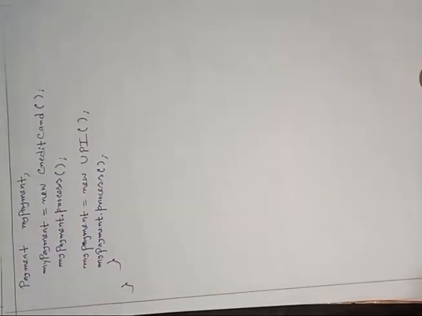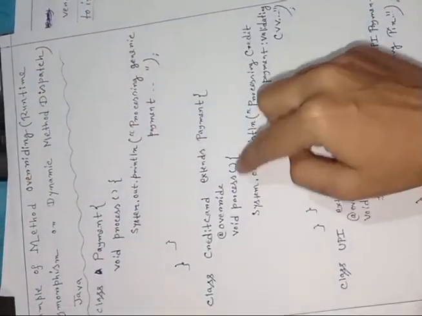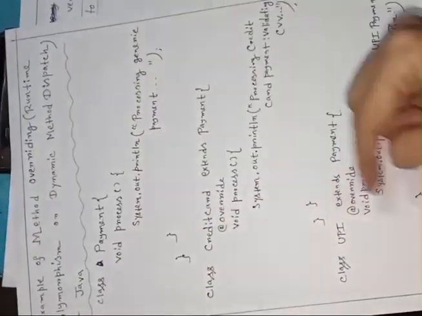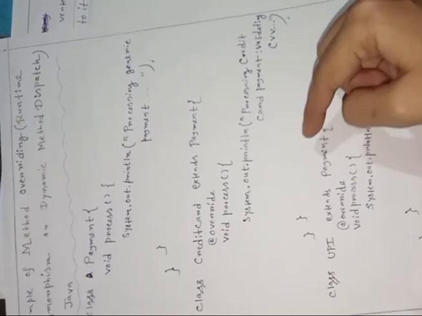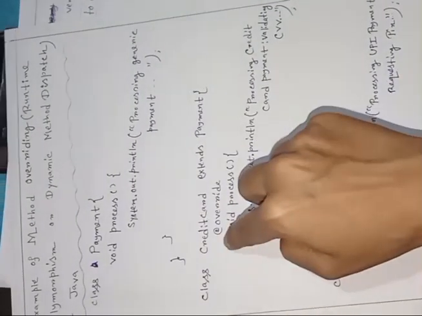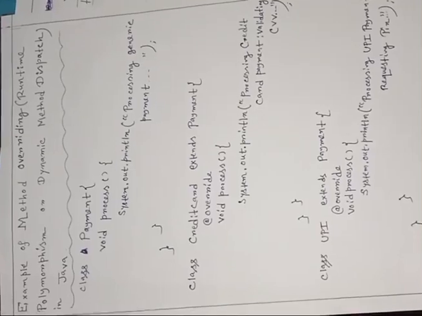Here both the children classes or subclasses have their process methods inherited from their parent class, but they have overridden the method and they have also used the @Override annotation. So this was all about method overriding.